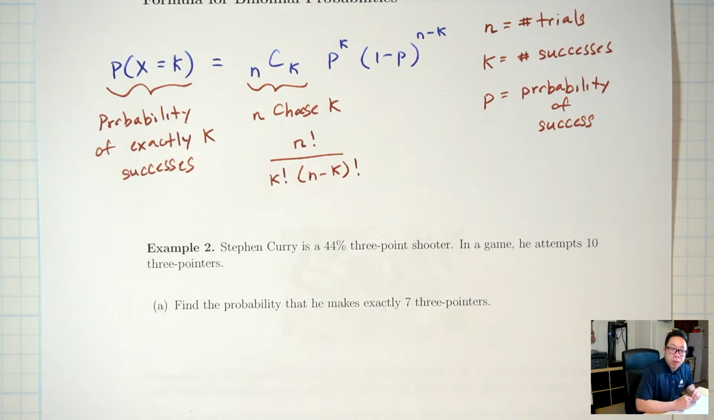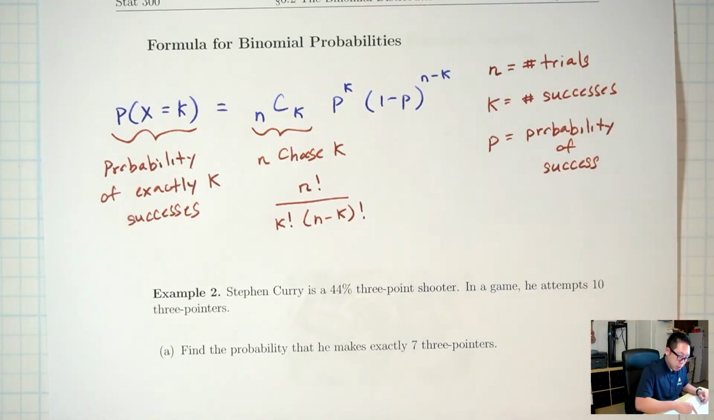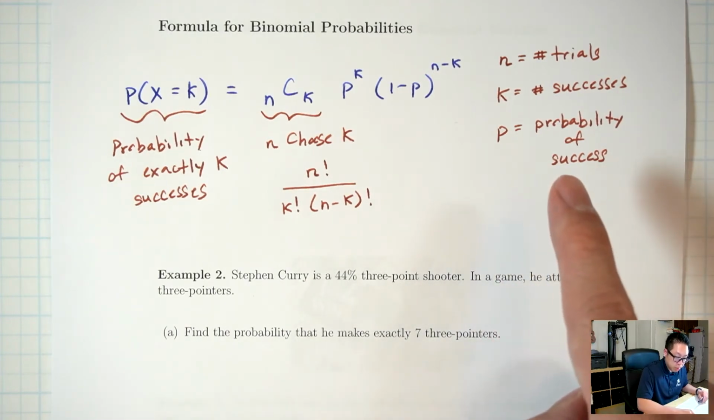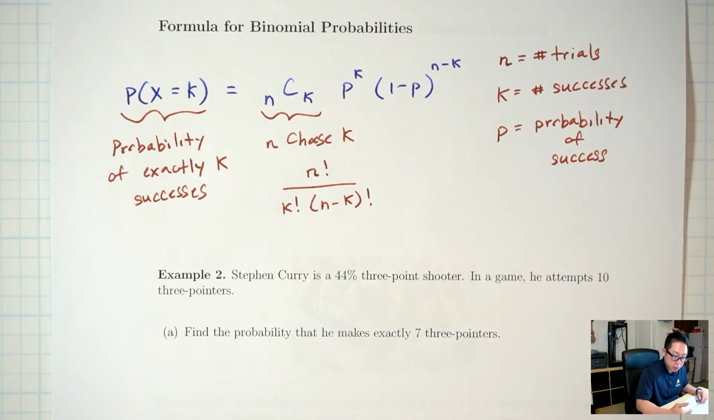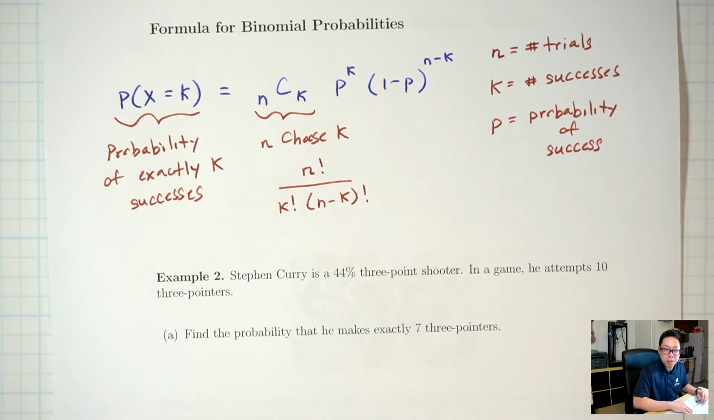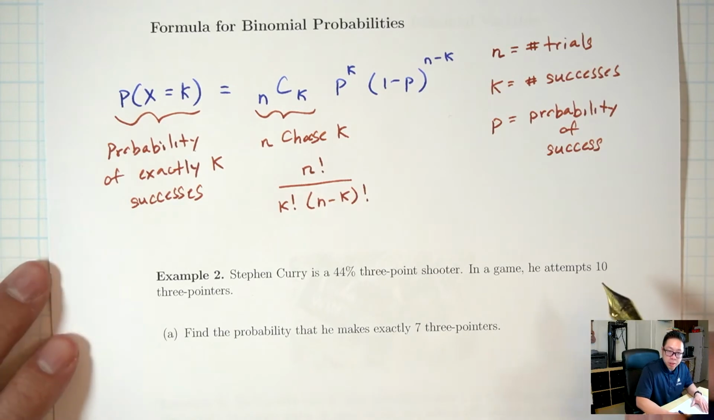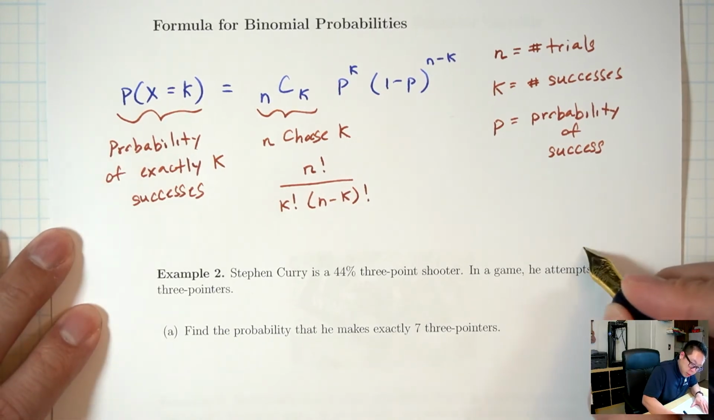Example 2. Steph Curry is a 44% three-point shooter. In a game, he attempts 10 three-pointers. Part A, find the probability that he makes exactly 7 three-pointers. What is n, what is k, and what is p in this situation? N, number of trials. So how many times did he do this experiment? The experiment here is trying a shot. 10 attempts, right? So he made 10 attempts. That's our n.